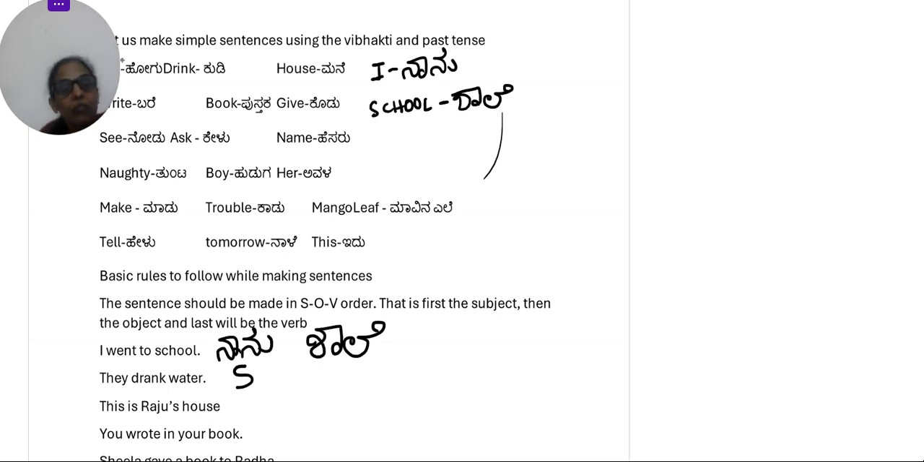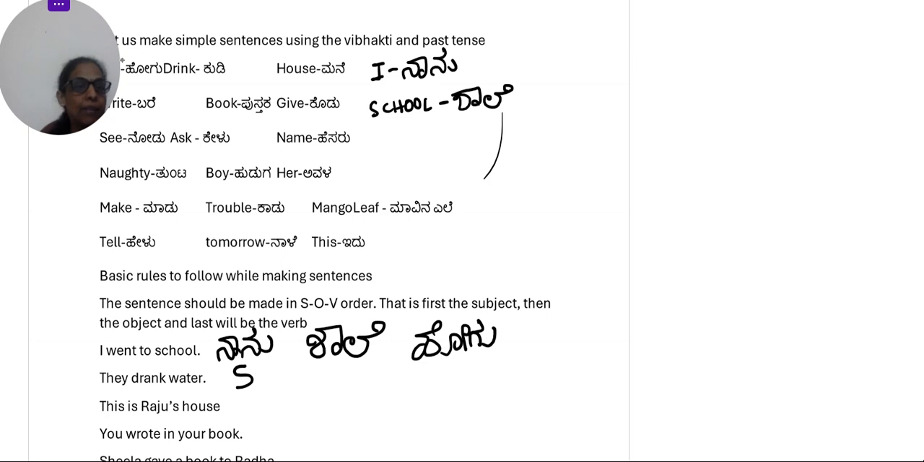So first we will break down and write it as subject, object and verb. Okay. So this is the first step. So whenever you see a sentence, first break it down as subject, object and verb and put it in that order, SOV order. Remember, always the sentences are formed in SOV order. So now we have put them in the order. So we have finished our first step.